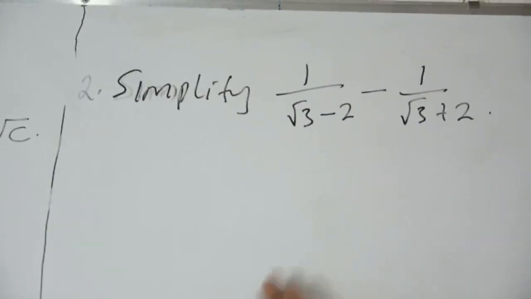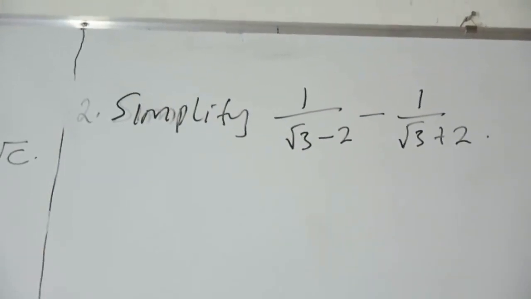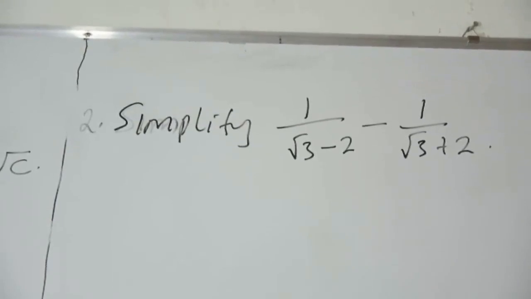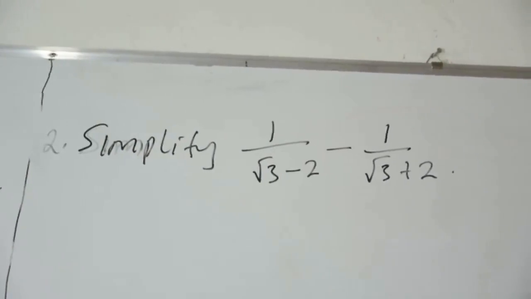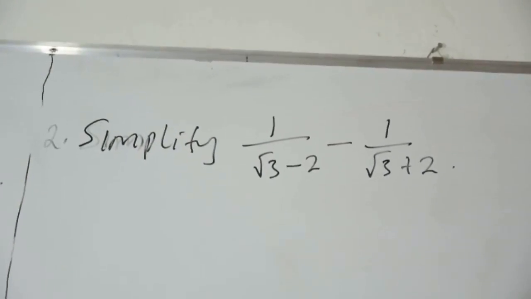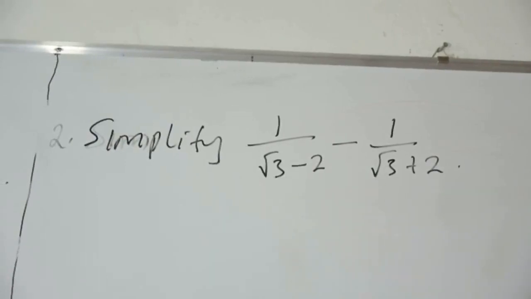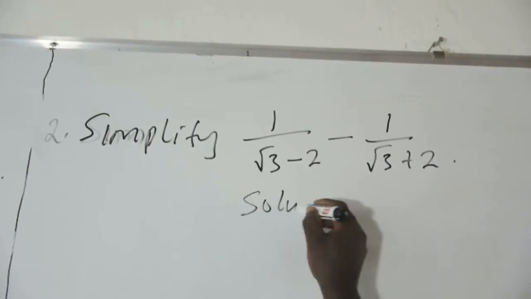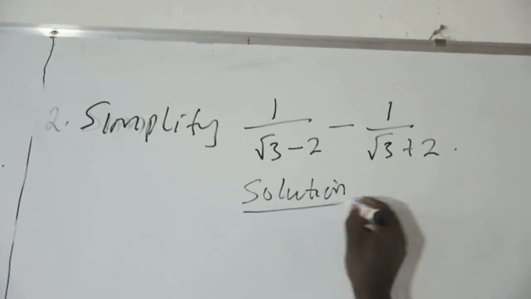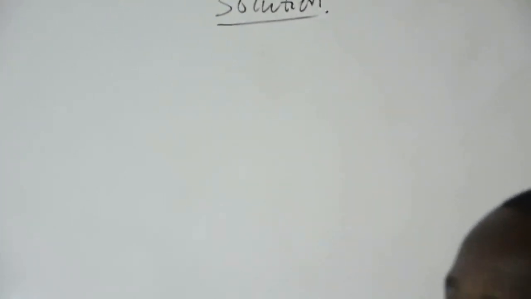Now, to simplify this expression, you can carry it out in two different ways. The first one is you can find the LCM, and then you simplify it as a fraction, or you can rationalize this and also rationalize this, then you subtract the two results. So, solution. For us to understand the concept of rationalization very well, we are going to apply that here.